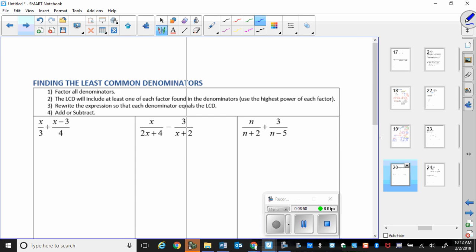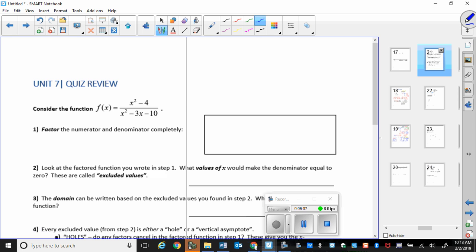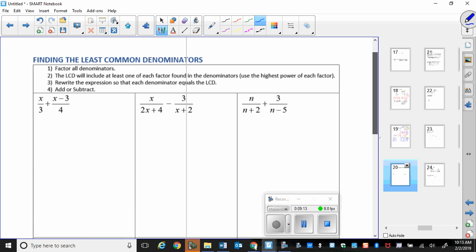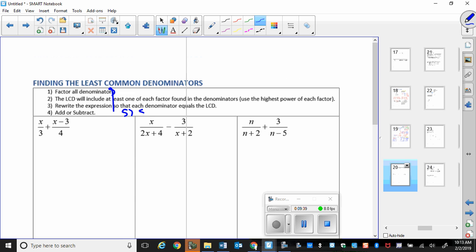Now, we are going to get the practice with finding the least common denominators here, and you have a quiz review, but factors to find the least common denominators. So the least common denominator will include at least one of each factor found in the denominators. You've already done this. We've already practiced this. So we're going to rewrite the expressions so the denominator equals the lowest common denominator, and then we're going to add or subtract and simplify. Don't forget number 5, simplify our expressions.